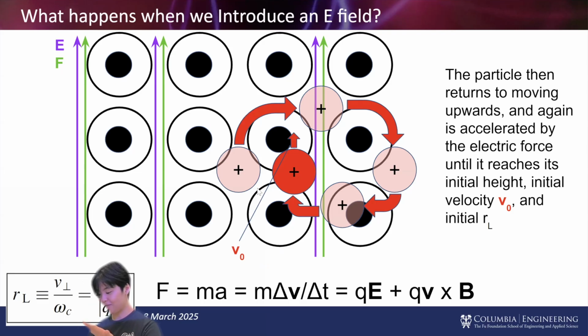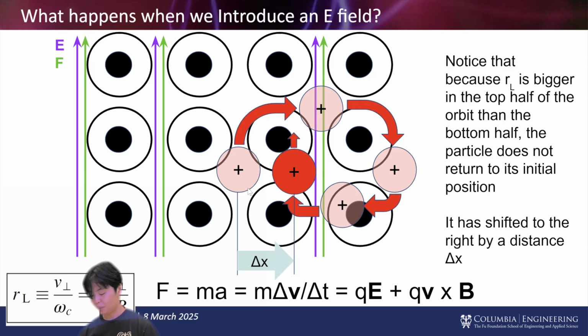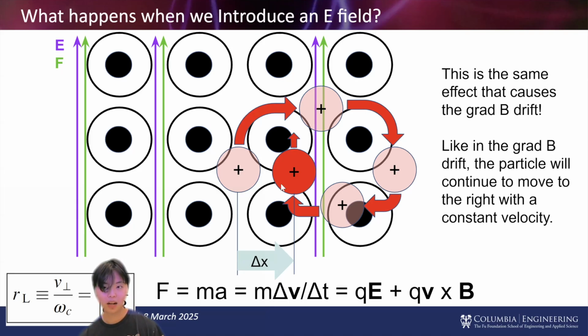So you can see I have moved by some amount called delta x. Because the Larmor radius is bigger in the top half, since I'm in the same direction as my E field, and the bottom half of my orbit is in the opposite direction of the force caused by my E field, the Larmor radius changes, which causes a drift in the delta x direction. It has shifted to the right slightly. So I hope that was slightly clear.